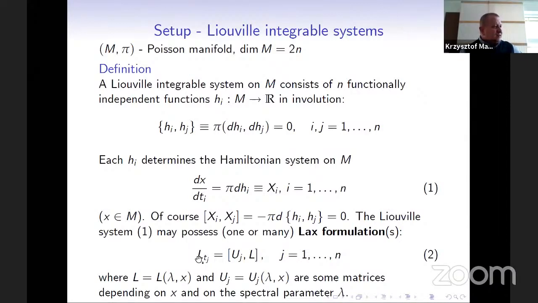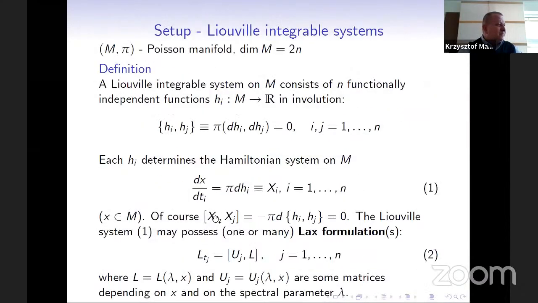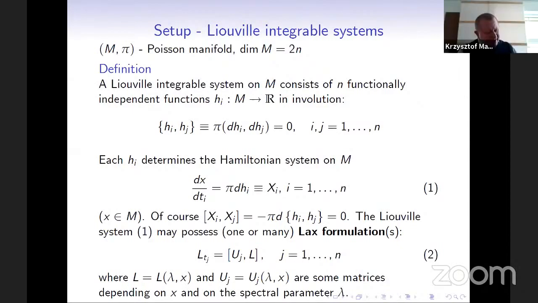A Lax formulation, again, is an equation of this type. This is a commutator of two matrices, U_j and L. Each such equation simply encodes the corresponding dynamical equation here. And what is important to know is that these matrices may depend on some spectral parameter, lambda. The concept of Lax pairs is quite an old one. Maybe you have heard about Peter Lax's work, when he showed that the KdV equation can be written as a Lax equation.